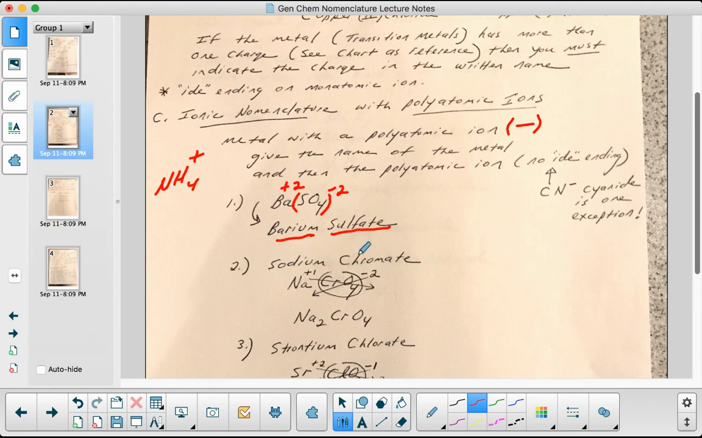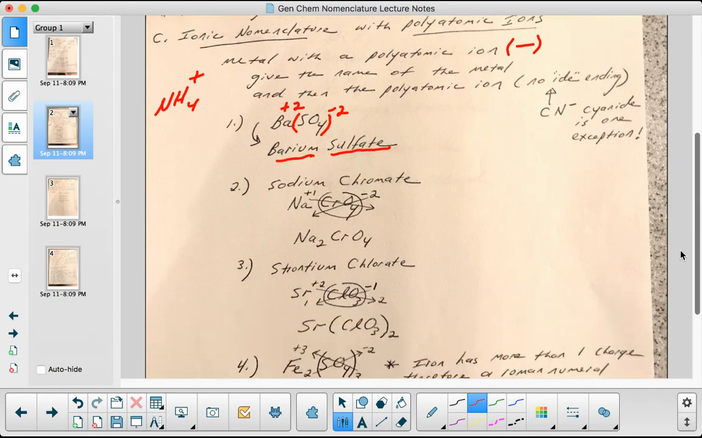So another example, sodium chromate. So sodium's a +1. It comes from the first group. The chromate ion, I'd look it up on my list of common polyatomic ions. It has a -2. I just circle the whole polyatomic ion because it's that whole unit that has the -2 charge. And then you do your crisscross, as I show here, and you get Na2CrO4 as your formula for that.